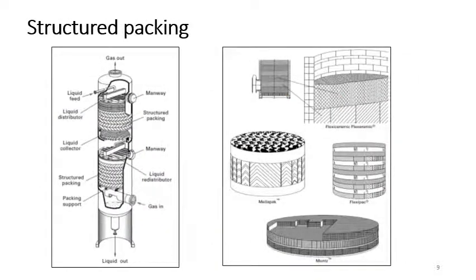Another type is structured packing instead of random packing. In structured packing, the packing is not random, it is structured as the name implies. There are different types, such as Mellapak, Flexipac, or others, and maybe there are more types of structured packing out there. How the structured packing is put inside the column is what you can see in this diagram. Essentially the same thing: gas in from the bottom, liquid feed from the top, and then the gas out here containing less solute, and the liquid out is the spent solvent.